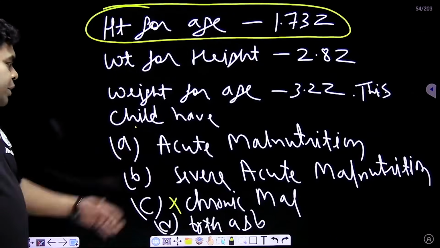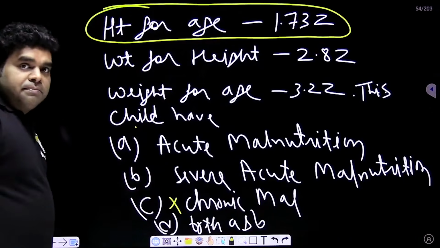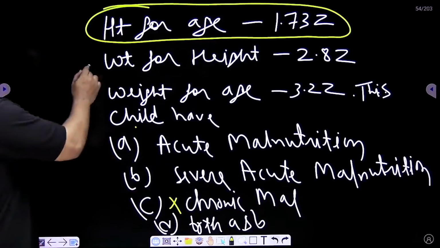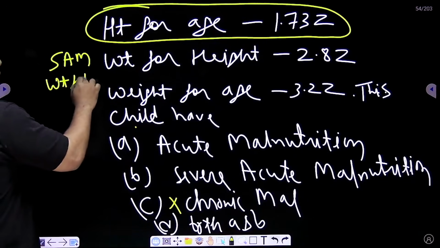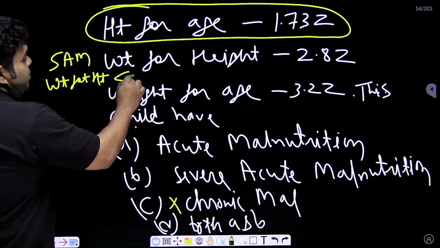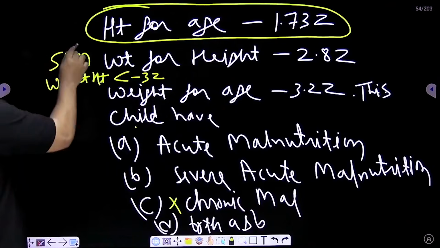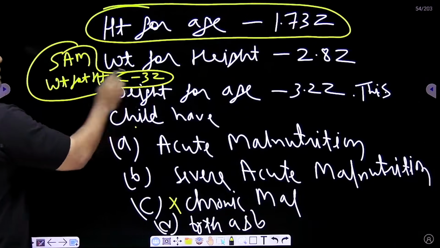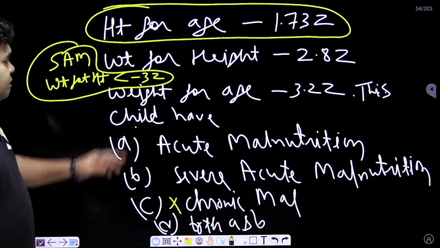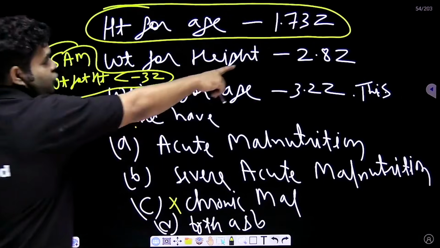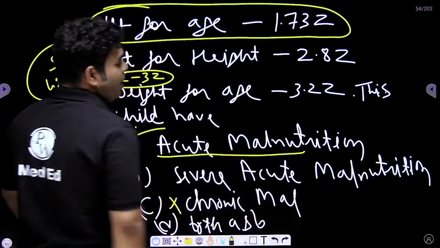So the problem is acute. So what is the answer? Acute, severe acute, or both? We just discussed the criteria for SAM. For SAM, weight for height should be less than -3 Z, not -2.8 Z. So it's not SAM, because for SAM it has to be less than -3 Z. Here it is -2.8, so it is not SAM. The answer is A. It is only acute malnutrition.